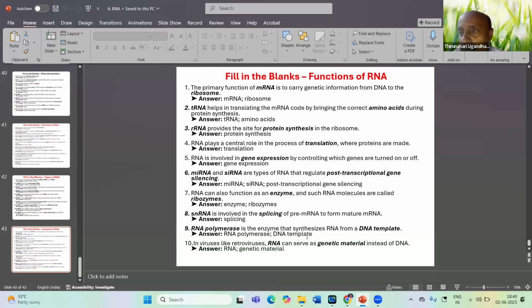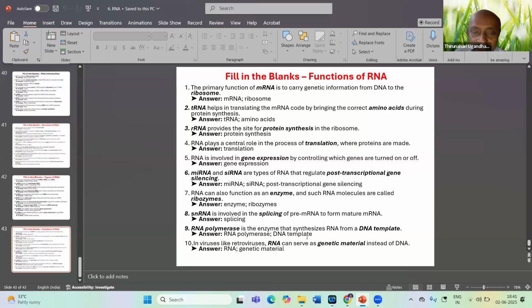tRNA is a site for protein synthesis. It is also one function of RNA. Then RNA is involved in gene expression by controlling which genes are turned on or off. Then miRNA and siRNA are types of RNA that regulate post-transcriptional gene expression.